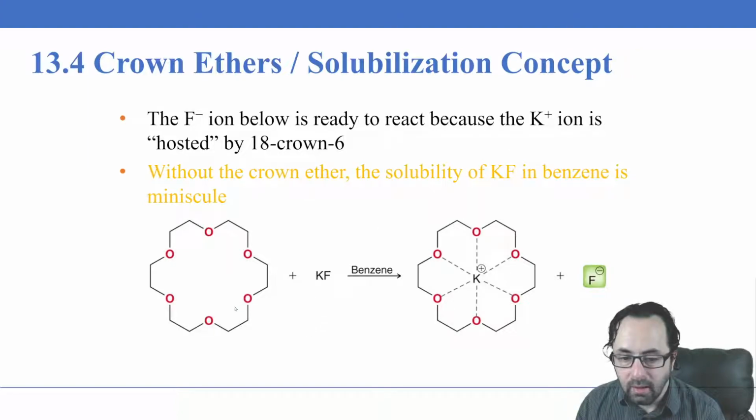So if you take like a 15 crown 5 or 18 crown 6 like this, and you put it in a flask with nonpolar solvent like benzene, and you put in KF, the potassium ion will be able to separate and keep itself in the crown ether. Otherwise, the KF would not be very soluble in benzene because it's completely nonpolar.